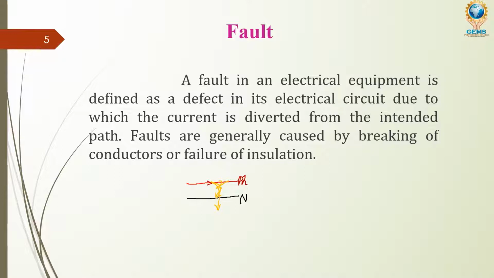This we can see here, current is diverted from the intended path. जो पाथ हम लोग डिसाइड किया है करंट जाने के लिए उससे बाहर जा रहे तो करंट, इसको कहते हैं हम लोग फॉल्ट आ गया.